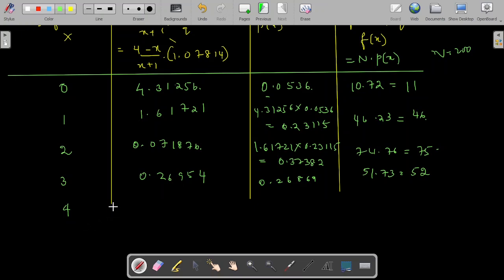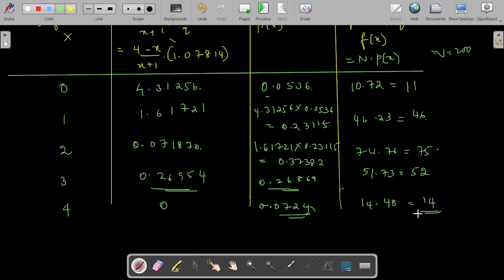Next, for x equal to 4, 4 minus 4 gives you 0. Okay, so this comes out to be 0. Next, no values exist, therefore this is 0. Now multiply these two, 0.26954 into 0.26869. So that gives you the value 0.0724. Okay. So multiply this value by 200 now. So that gives you 14.48, which is equal to 14.